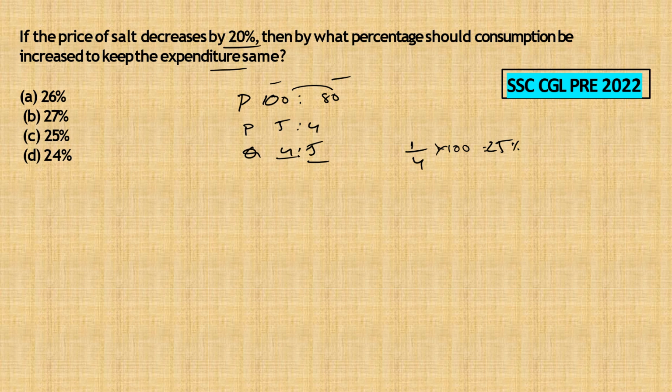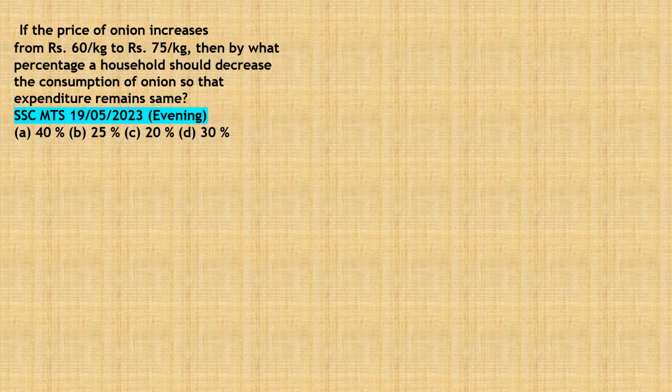Or you can understand it here: it was 100 and it was 80, now the quantity is 80 and it is 100. You are getting 20 extra upon 80 into 100, that is 25%. That means it does not depend upon the price, it depends upon the ratio. Okay, the answer is C, 25%.